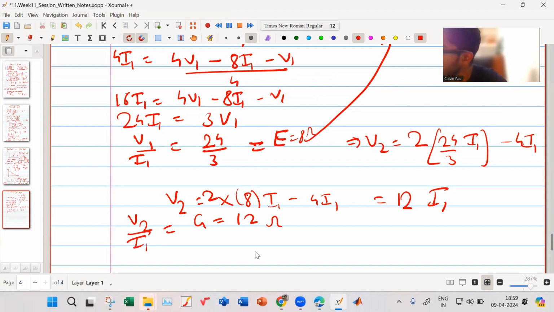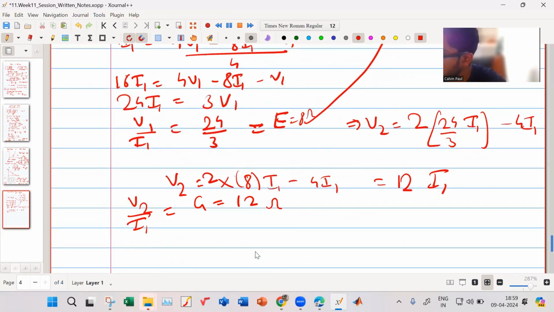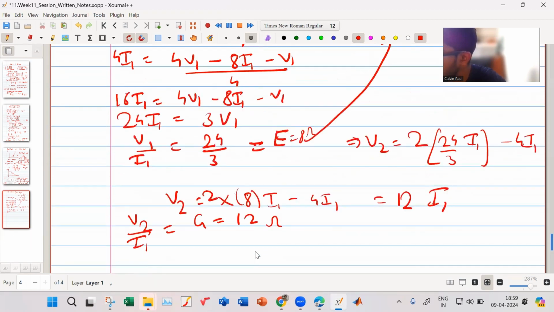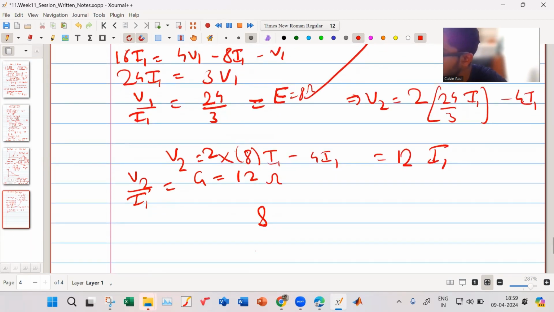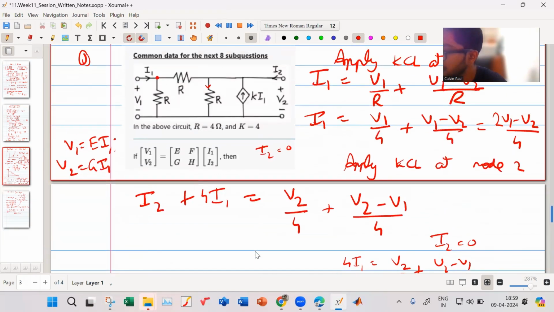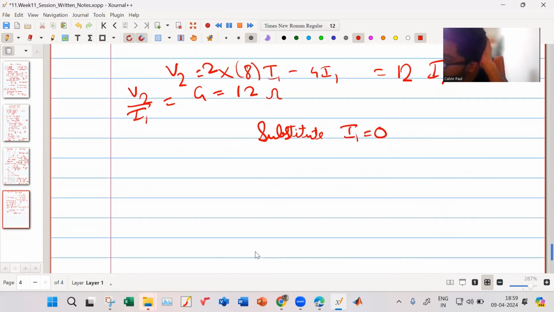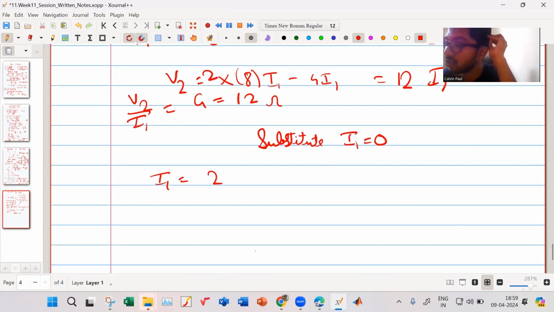So now I got V1 upon I1 and V2 upon I1. Now what do I have to do? I have to substitute I1 equal to 0 in the original equations, in my original equations. So if I substitute I1 equal to 0, what will I get? My I1 is equal to 2V1 minus V2 upon 4.